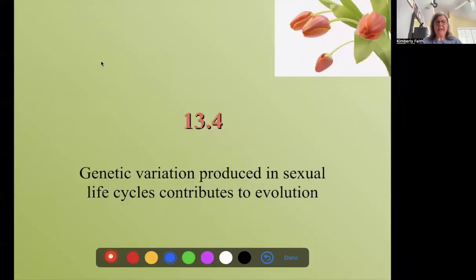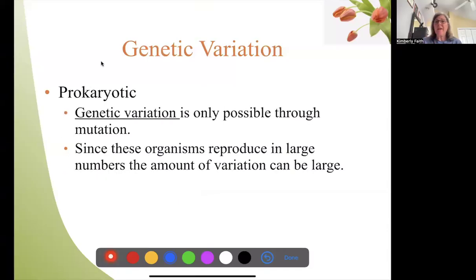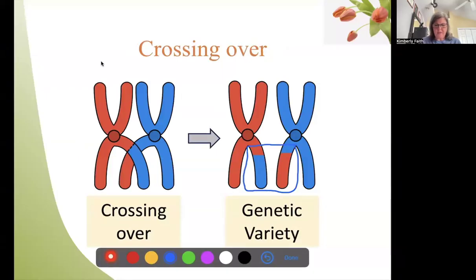Now we talked about genetic variation. We talked about crossing over, but there is more than just crossing over. All right, so we get some genetic variation in two other places. Prokaryotes only get genetic variation due to mutation when they mutate their DNA. They generally reproduce very quickly and they make mistakes. Now, I already talked about crossing over. You can see that again. We can see the mix up there. This chromosome's not all mom anymore, and this chromosome's not all dad.